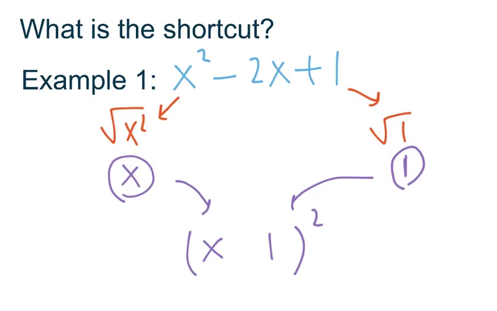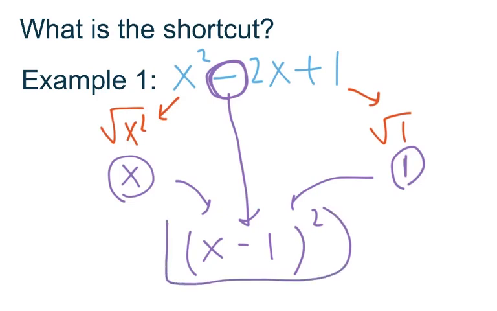Now the real question is, do we have to subtract or add? And how you tell is you look back up here at the equation, and whatever this sign is right here in the equation, we bring it down and plop it right there. Okay? And this is our final answer. We get x minus 1 squared.